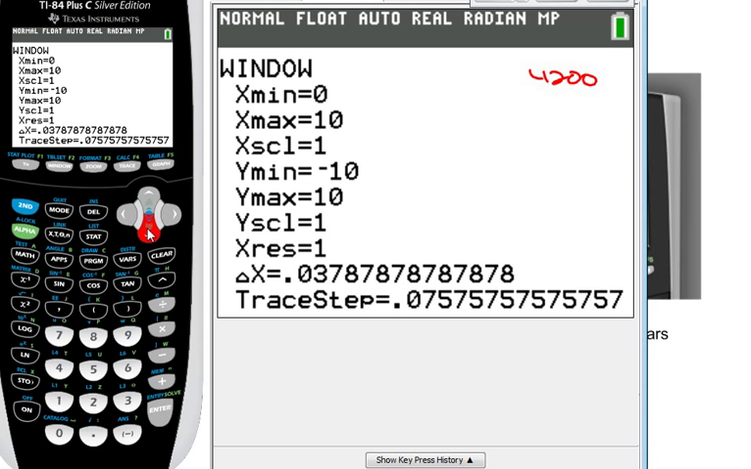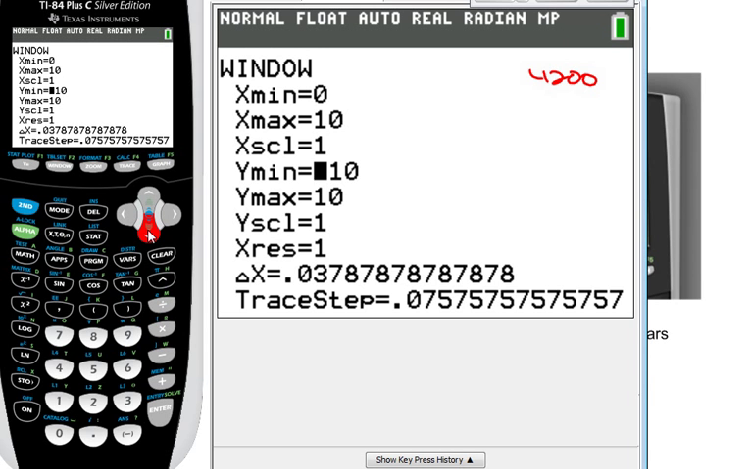Maybe it's going to take 10 years. We have no idea. Maybe it's going to take 20 years. We'll be able to tell that once we hit the graph button and see if we've gone out far enough. So for now, we're going to leave it at 10. SCL refers to scale. How do you want to count by? Well, from 0 to 10, those numbers are really close. I could count by ones. That's perfectly fine. So let's tab down to the Y value.